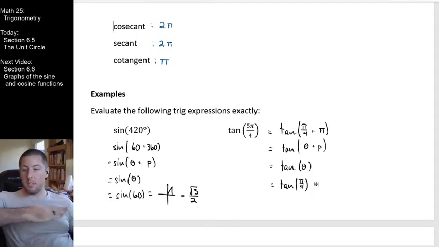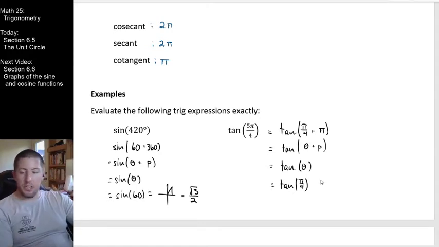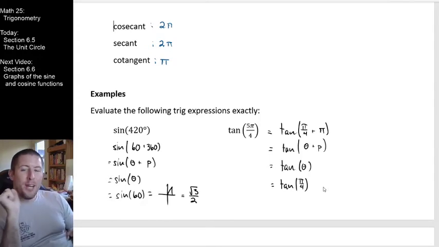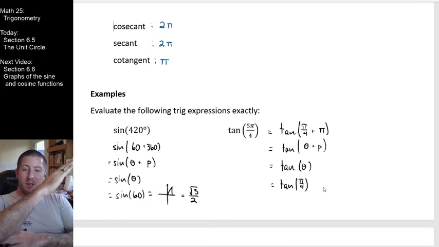I know that pi fourths is the same as my 45 degree. My 45 degree has both sine and cosine being root 2 over 2. Root 2 over 2 over root 2 over 2. That's the same number dividing by itself. That's going to be 1 right there. And we know that it's positive 1 because 45 degrees is in that first quadrant right there.